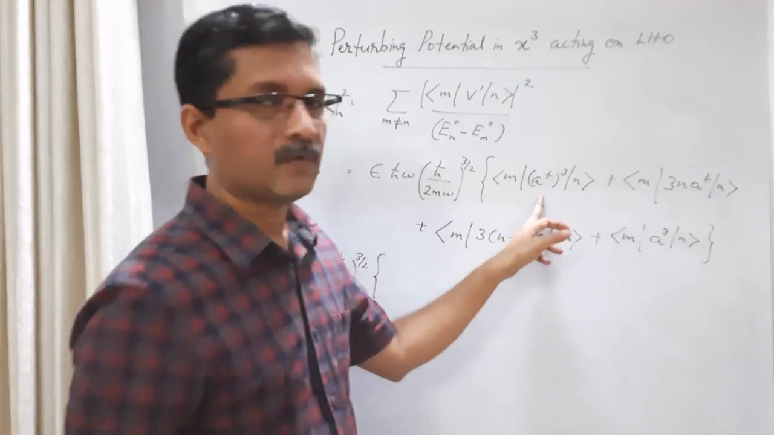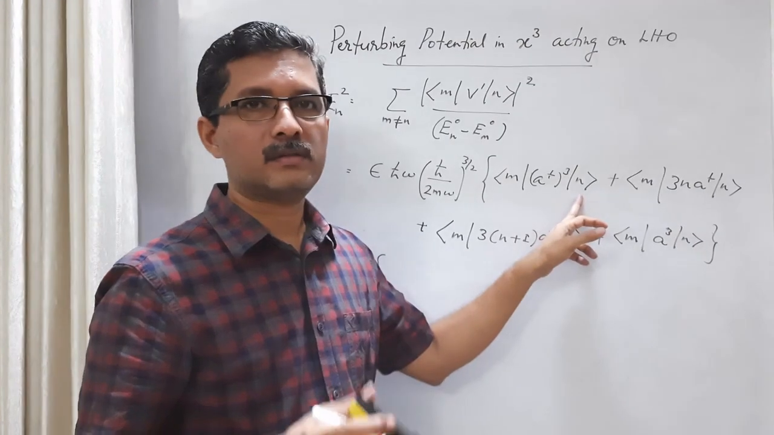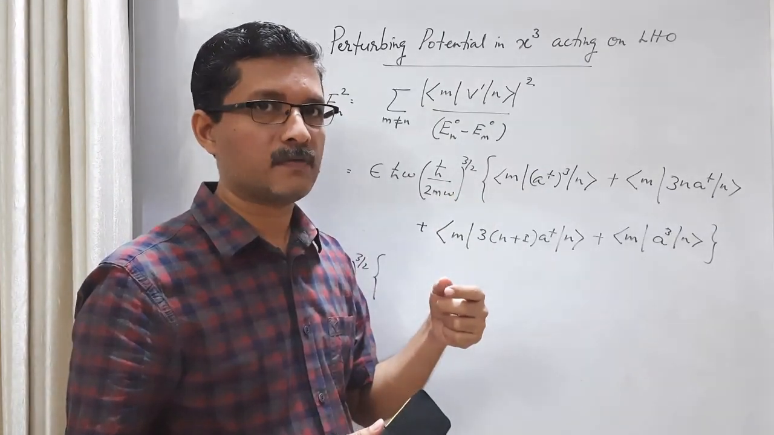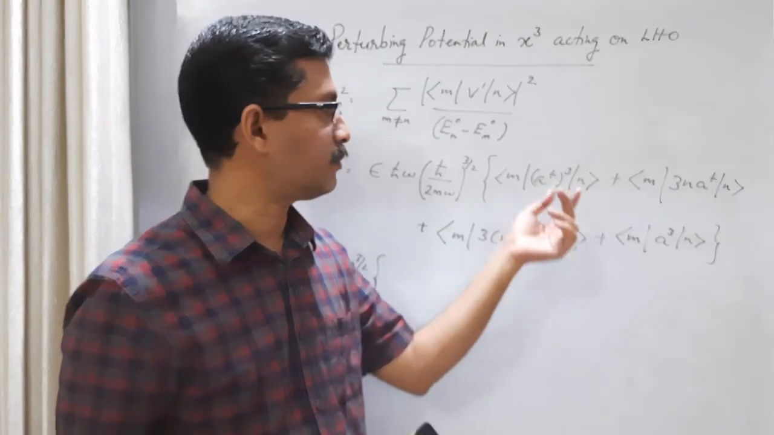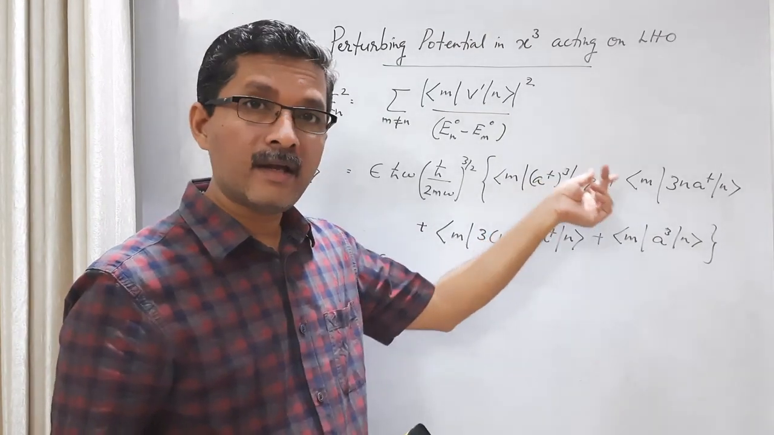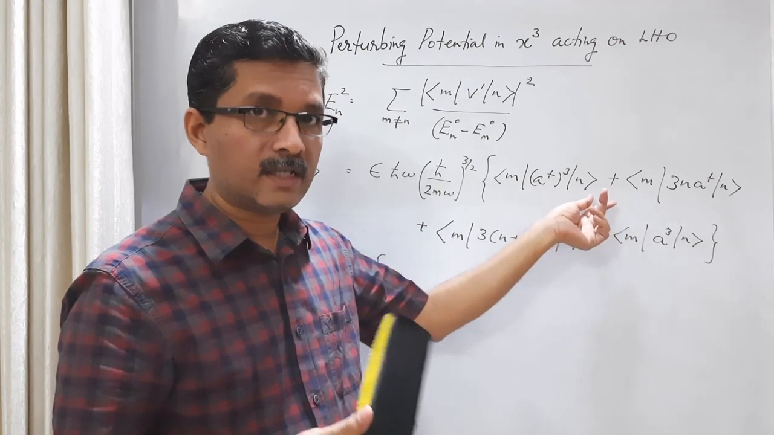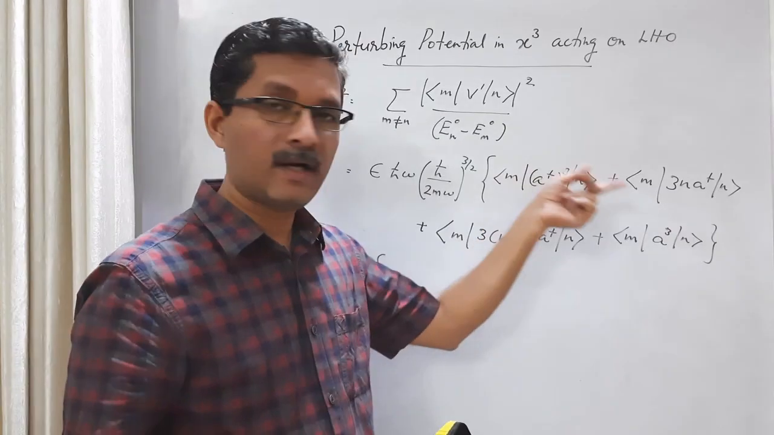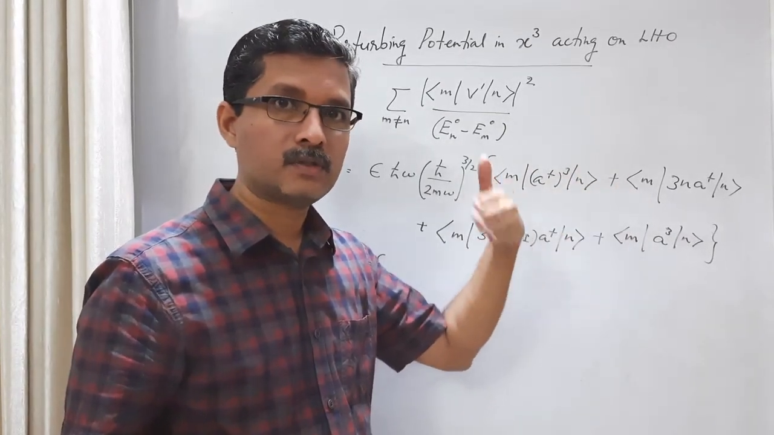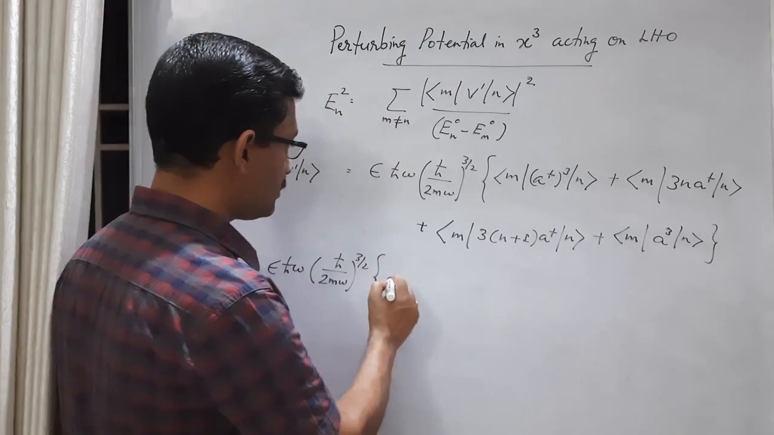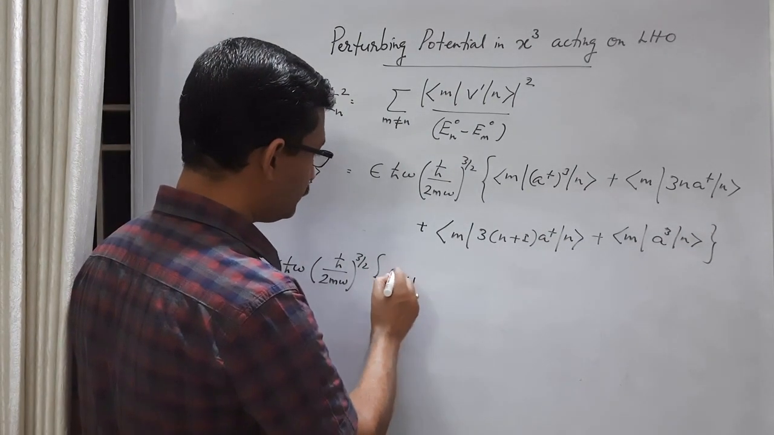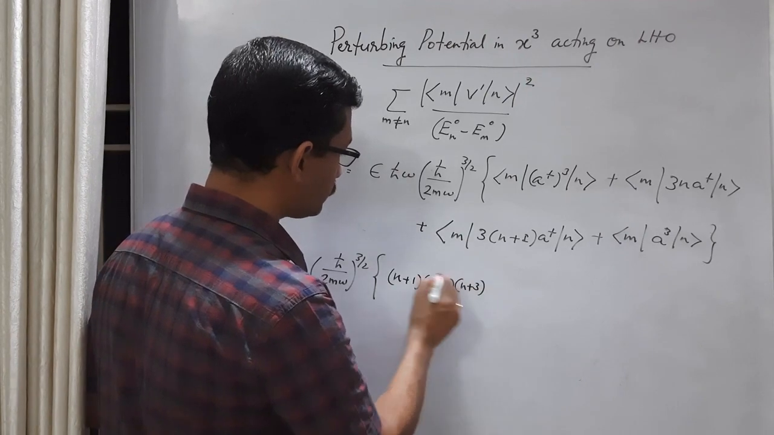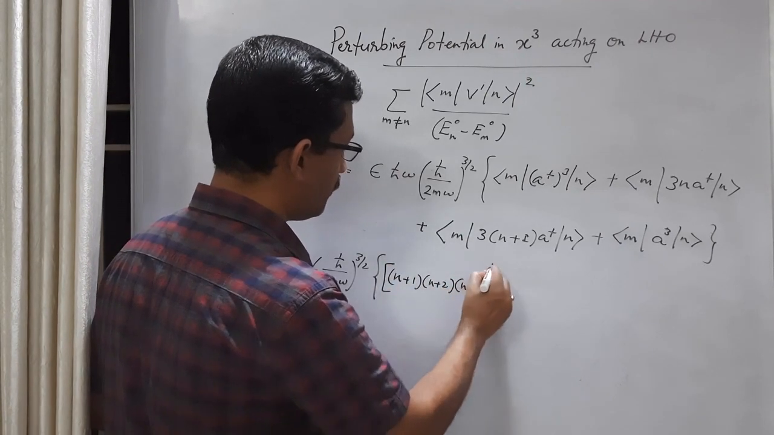What happens here? When a† acts on |n⟩, n goes to n+1 with a coefficient root n+1, so root n+1 into ket n+1. Then a† again acts on that ket n+1, and we get root n+2 ket n+2. One more a† acting on ket n+2, you get root n+3 ket n+3. So what you get is (n+1)(n+2)(n+3) all raised to 1/2.